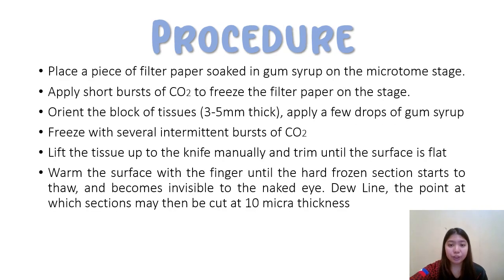These are the procedure for cold knife. First, place a piece of filter paper soaked in gum syrup on the microtome stage. The gum syrup is used when the tissue is to be cleared directly from water. Then apply a short burst of carbon dioxide to freeze the filter paper on the stage. And then orient the block of tissue, which is 3 to 5 millimeters thick. Then apply a few drops of gum syrup and fuse it with several intermittent bursts of carbon dioxide.